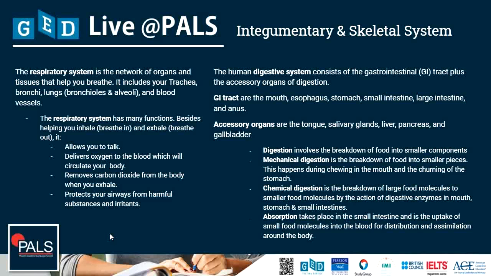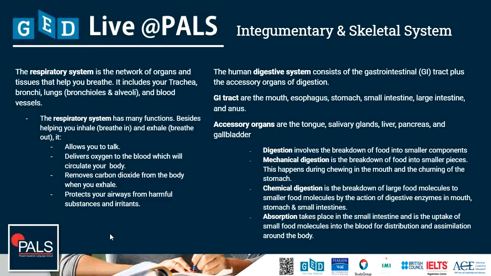The human digestive system, another very important organ system, consists of the gastrointestinal tract plus the accessory organs. The GI tract is the part that the food basically takes its journey through our body, starting at the mouth, through the esophagus, and landing in the stomach, where digestion really starts, going through the small intestine, large intestine, and then leaving our body again, the leftovers, through the anus. The accessory organs are organs that help with digestion of the food. Accessory organs are the tongue, the salivary glands, the liver, the pancreas, and the gallbladder.